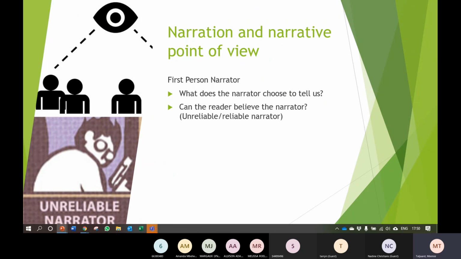Can the reader believe the narrator? What does the narrator think of himself? He thinks he's not corrupt. He thinks that he's generally kind to other people, and he's actually fond of seeing himself as a bit of a victim.